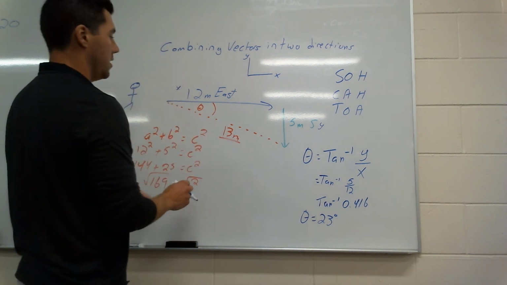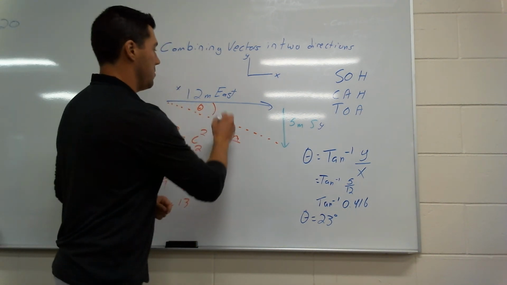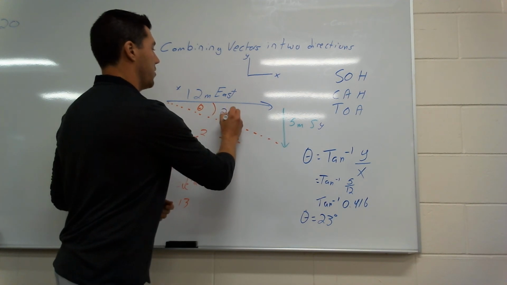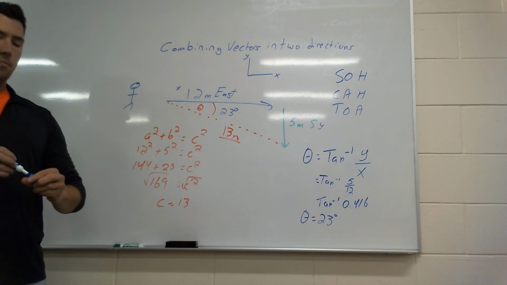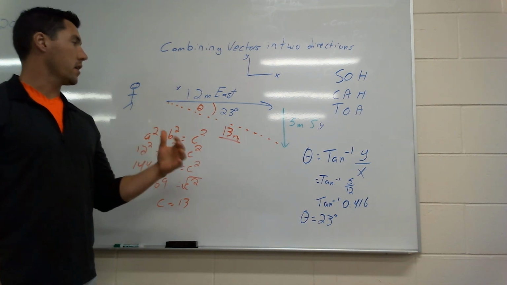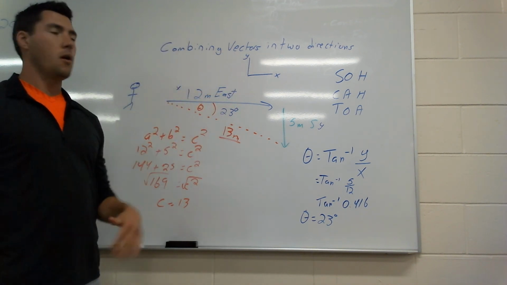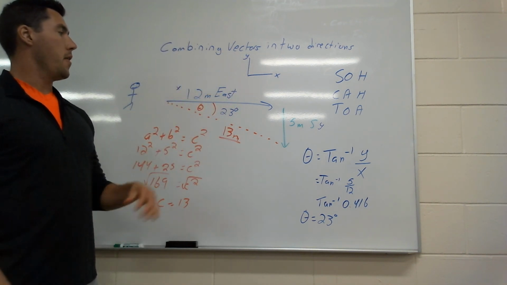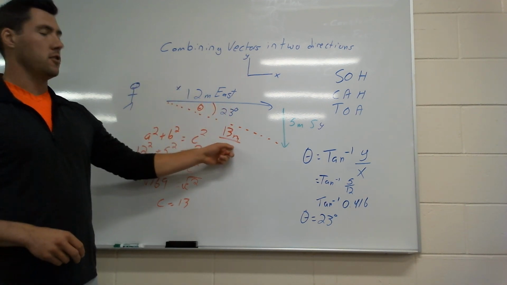So basically, what we would say here is they went 13 meters at an angle of 23 degrees. All right, so that's how we put together two different direction vectors. We had one that was going kind of in our x direction, one that was going in our y-axis direction, and that's how we put it together. We need to be able to find what angle as well as what magnitude we went in there.